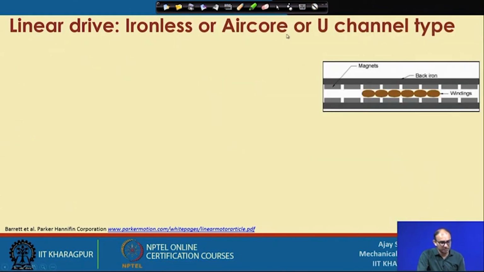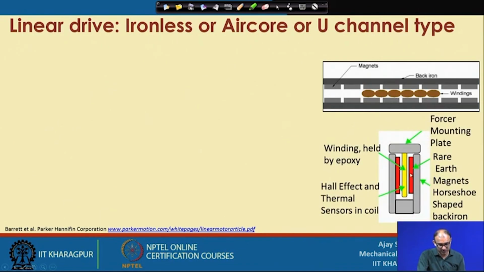The second one is the ironless, or iron-core-free, motor. It is the same thing here, but now we have this cross section. You can see the two red color parts: these are the magnets, and on top of that you put a forcer mounting plate. So you put any object or tool here, and it will move with such high precision.